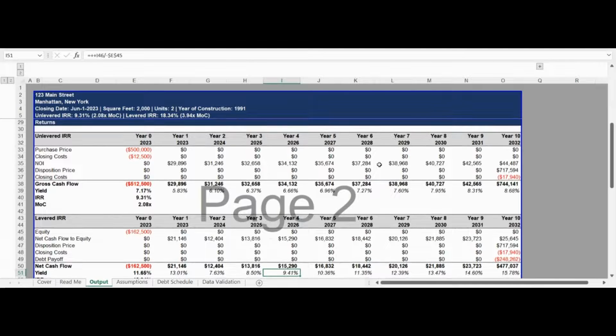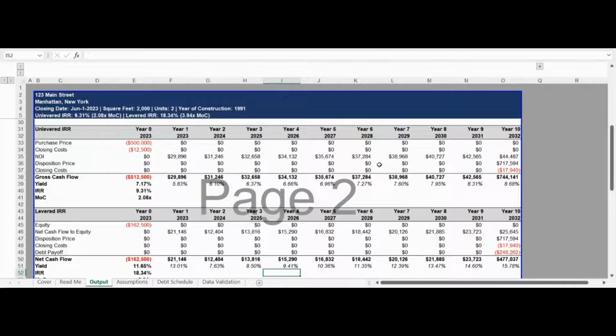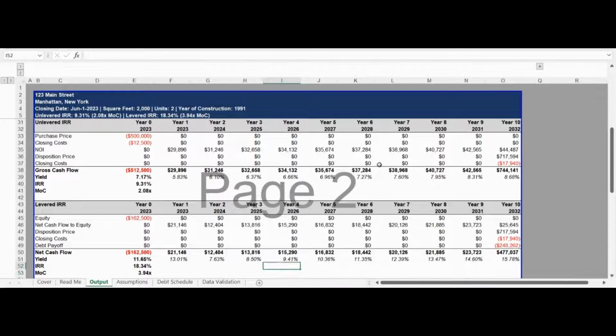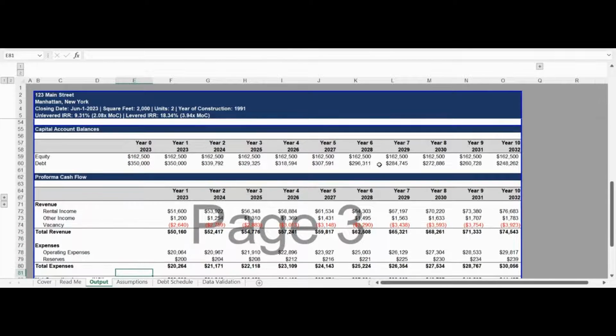The sources and uses is followed by the unlevered and levered net cash flow and return calculations. The return metrics calculated on a levered and unlevered basis include yield, IRR, and multiple of capital. As a reminder from when we reviewed assumptions, the model is dynamic for up to 10 years and the cash flow as well as returns will automatically adjust to your investment hold period.